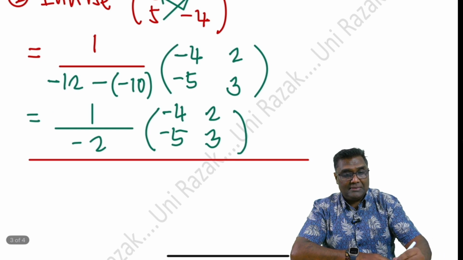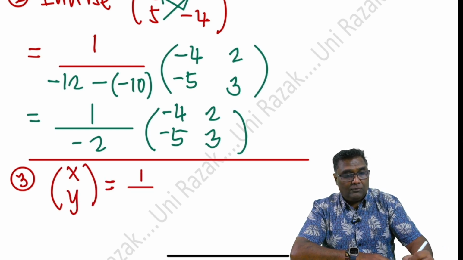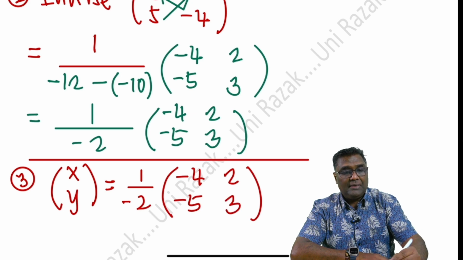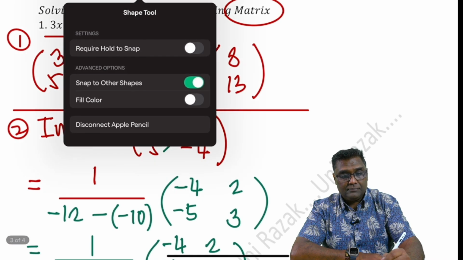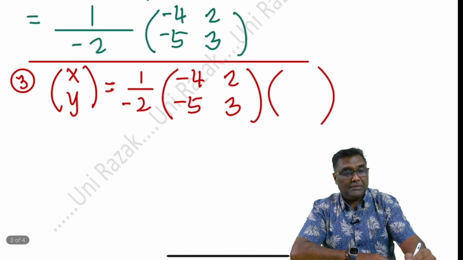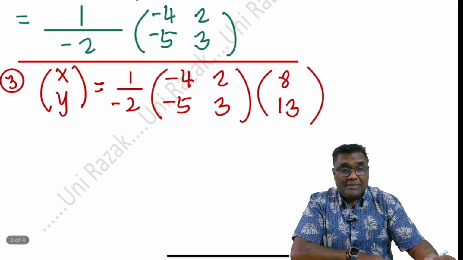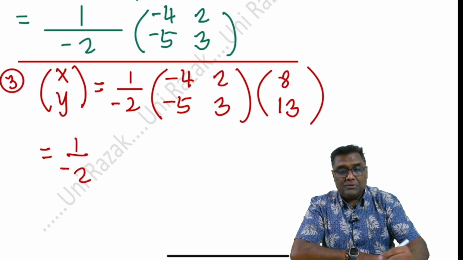This is the third step, which is the final step for us to get the answer for x and y. What am I going to do? I bring in my answer of the inverse into the picture: -4, 2, -5, 3. Then I bring in the answer that is given here into the picture. Okay, now let's finalize the answer. How do I finalize the answer, sir? This is what we do.